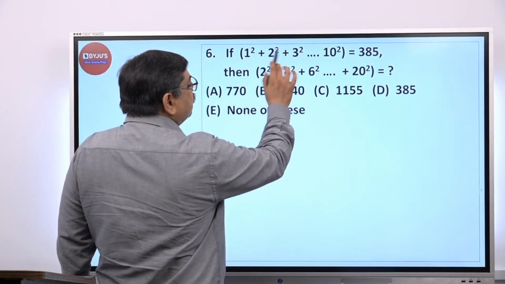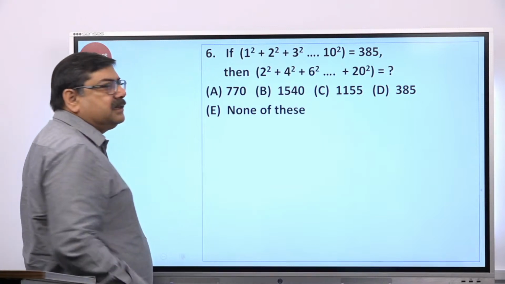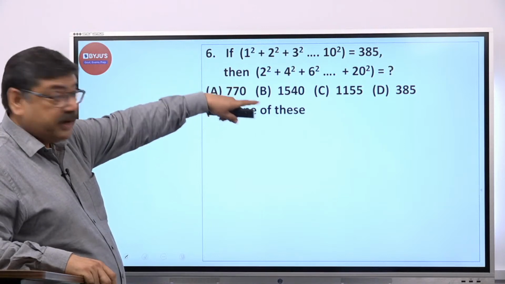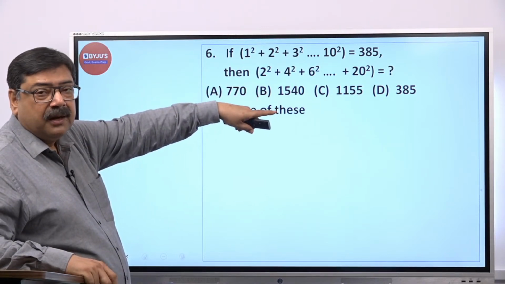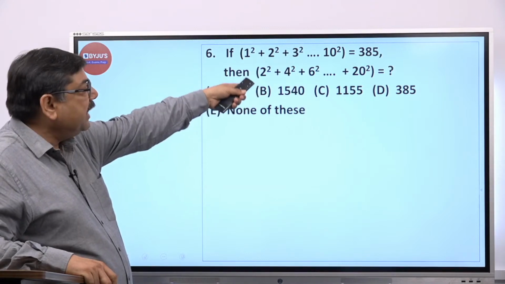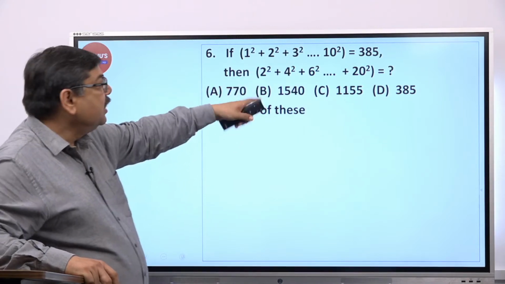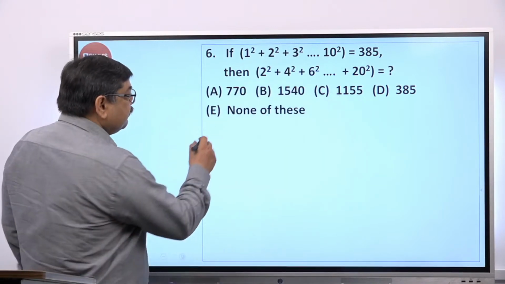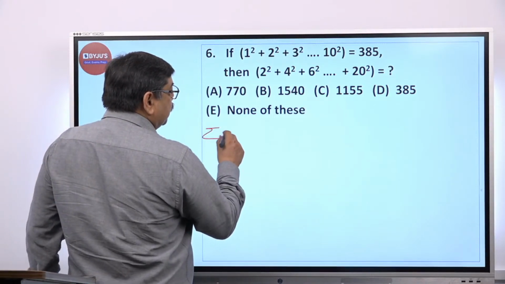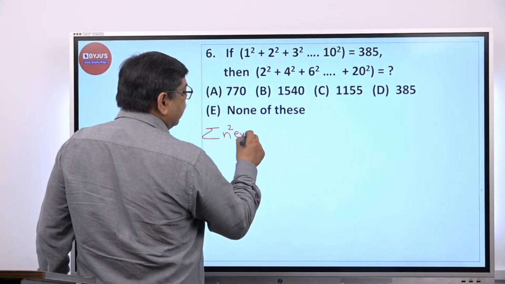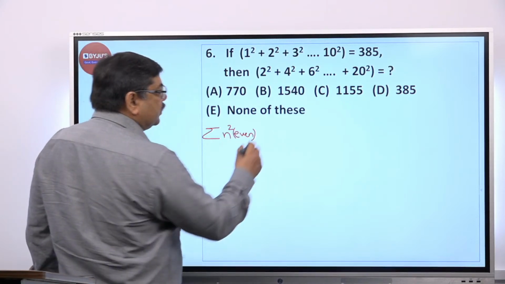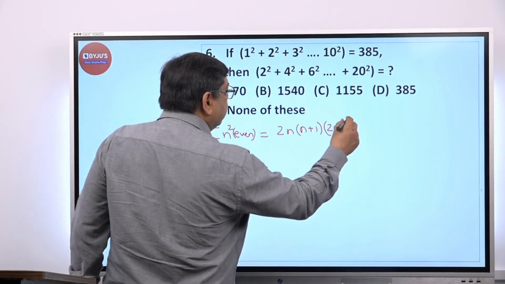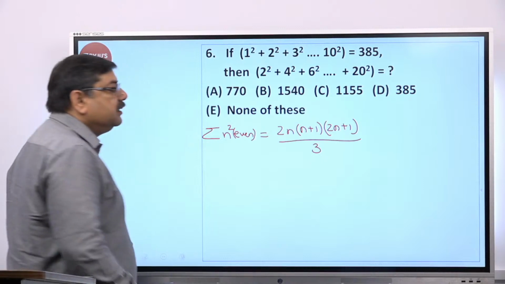It is given that 1 square plus 2 square plus 3 square and so on till 10 square is 385. Alright, so 2 square plus 4 square plus 6 square till 20 square, even number squares. Maybe you could have just used a formula for the sum of squares of even numbers. The formula was nothing but 2n into (n plus 1) into (2n plus 1) by 3. That's all that you have.